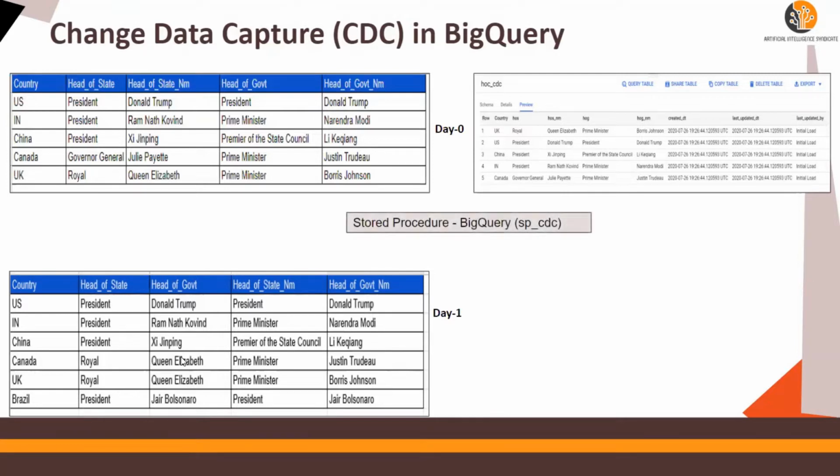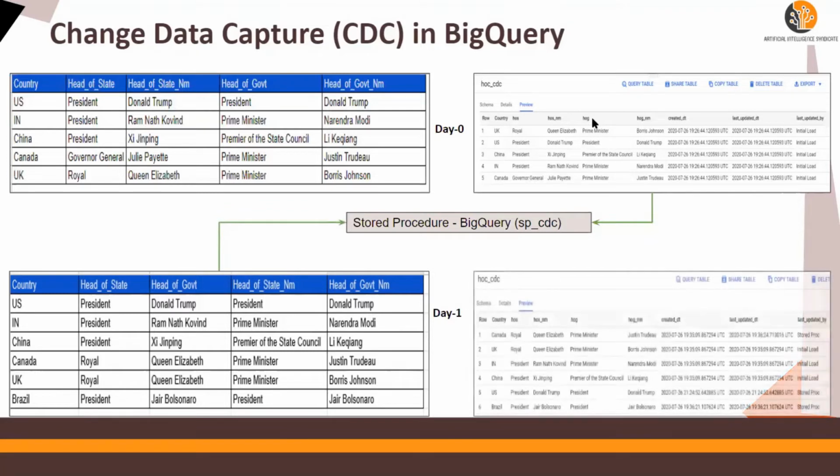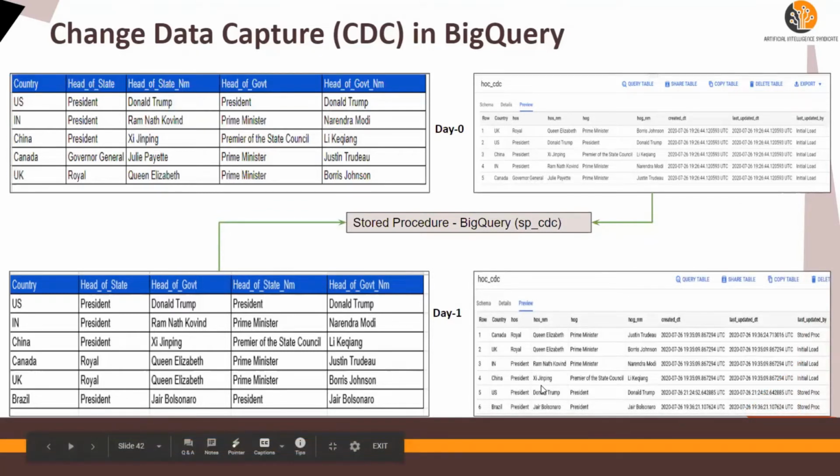How will you do that? We'll have a stored procedure. Let's call that stored procedure SP_CDC, which is change data capture. And it's gonna match the records from our target table, which is in BigQuery. This is Google Sheets, this is BigQuery. And it's gonna match the records. Make sure that updates is happening. So let's look at this. Brazil, the new record is added and Canadian record is updated.